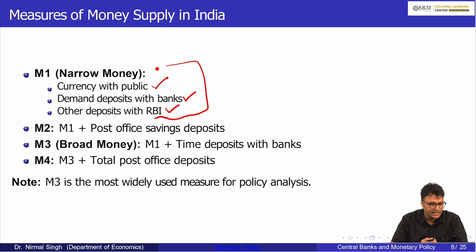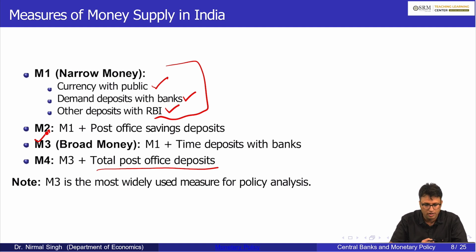And the next is M4, that is M3 plus total post office deposits. So we are adding the post office deposits to M3 and we reach M4. So this is the broad structure of how we measure the money in the economy. We have four measures here, and M3 is the most broadly used measure in the case of India. And by using these measures, we can understand how much money is there in the economy.